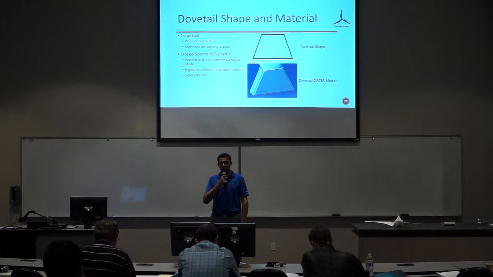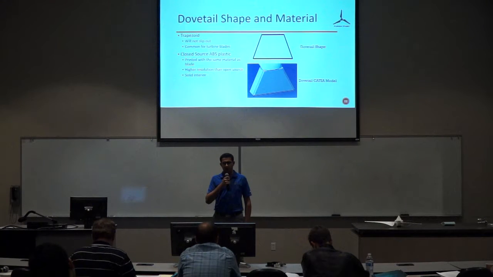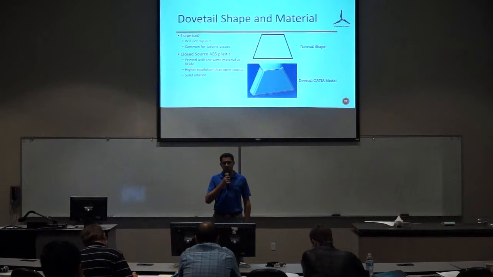As you can see in the picture, the top picture is the shape of the dovetail, and the bottom picture is the CATIA model of the dovetail attached to the blade. Also, the material we chose for the blade and the dovetail is a closed source ABS plastic. We chose the closed source over the open source because it has a higher resolution. The interior structure of the blade and dovetail is completely solid.